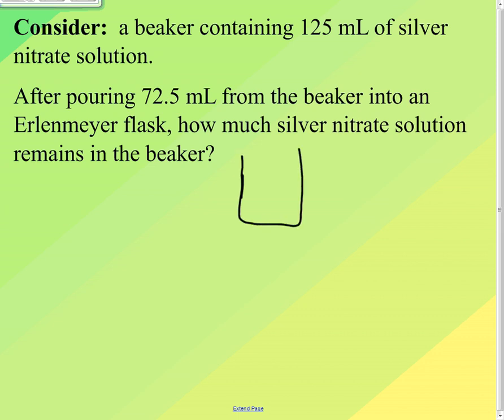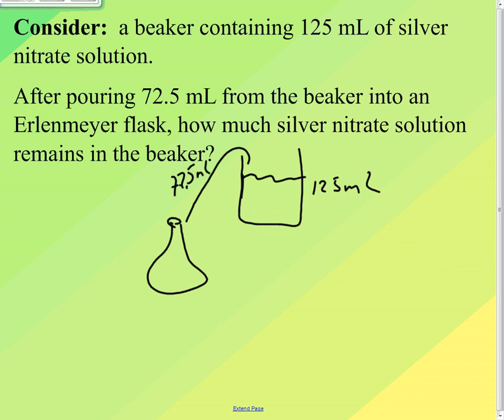Sometimes it's best to draw a picture, right? So I have a beaker, and I have 125 milliliters in that, and I'm going to pour some of that out into an Erlenmeyer flask, right? And specifically, how much do I pour? I end up pouring 72.5 milliliters, so that means my volume in here drops down, right? And we want to know what's my new volume in my beaker. So what kind of question is this? It's a subtraction question.